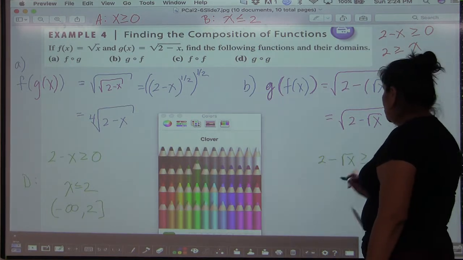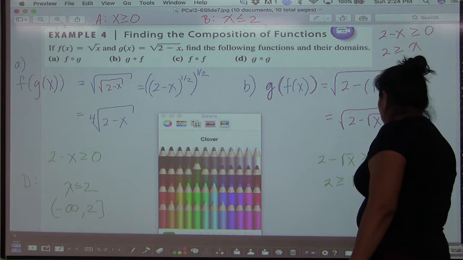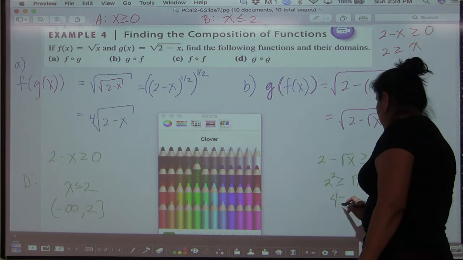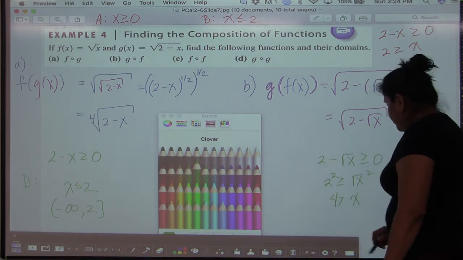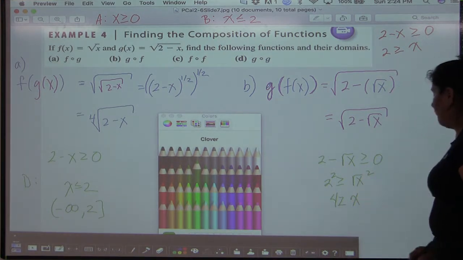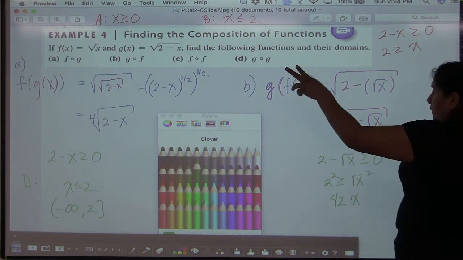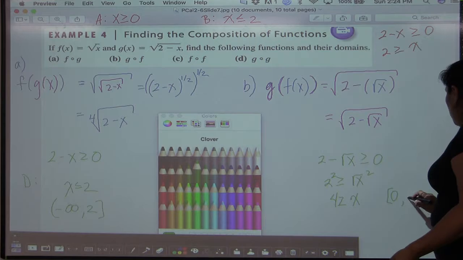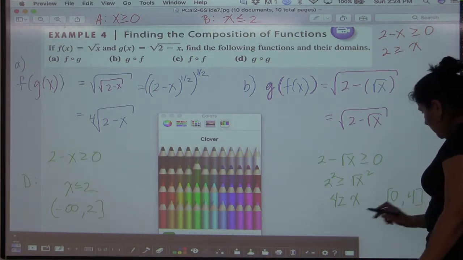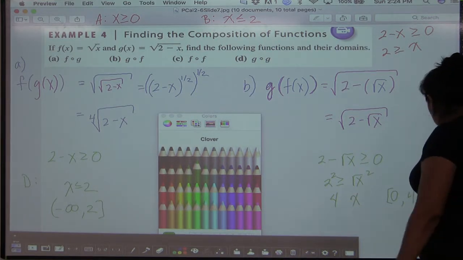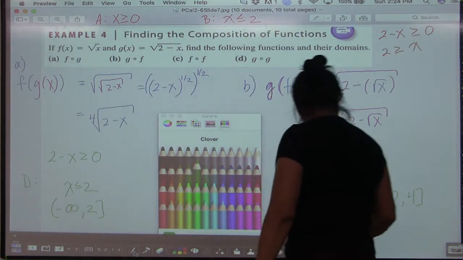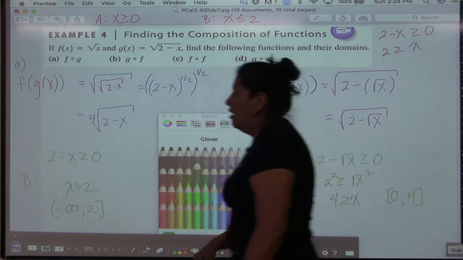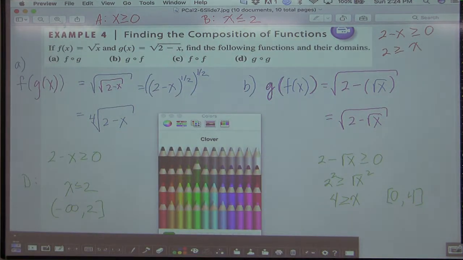So then if we add the square root to the other side, and then we square it, we get that x has to be less than or equal to 4. So now we know that it has to be greater than or equal to 0, but also less than or equal to 4. And again, this little symbol looks kind of funky. It's supposed to be a less than or equal to. So there we go, x less than or equal to 4. So then we get 0 to 4 for our domain on part B.